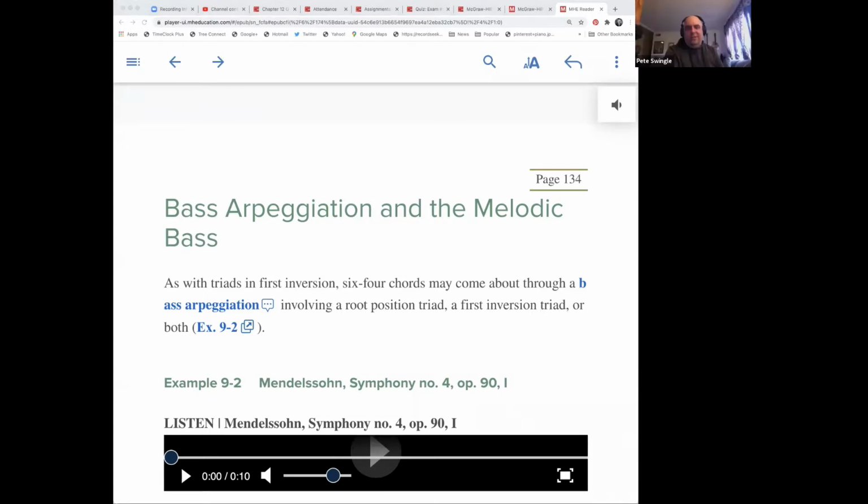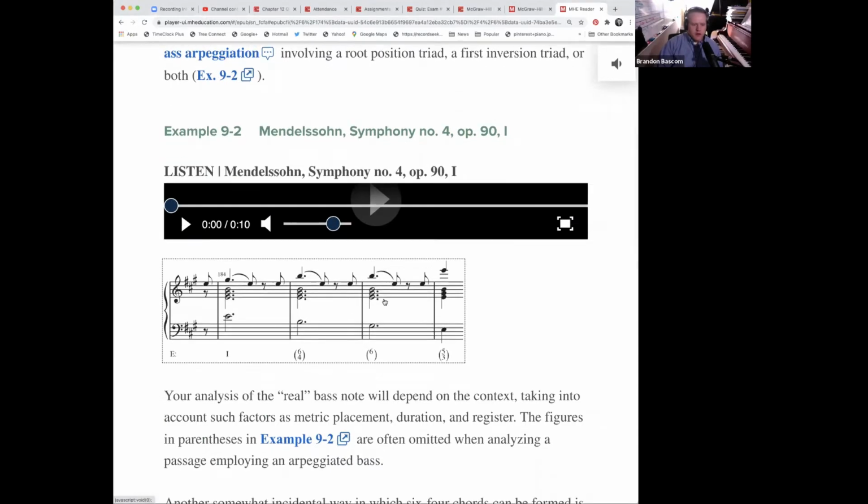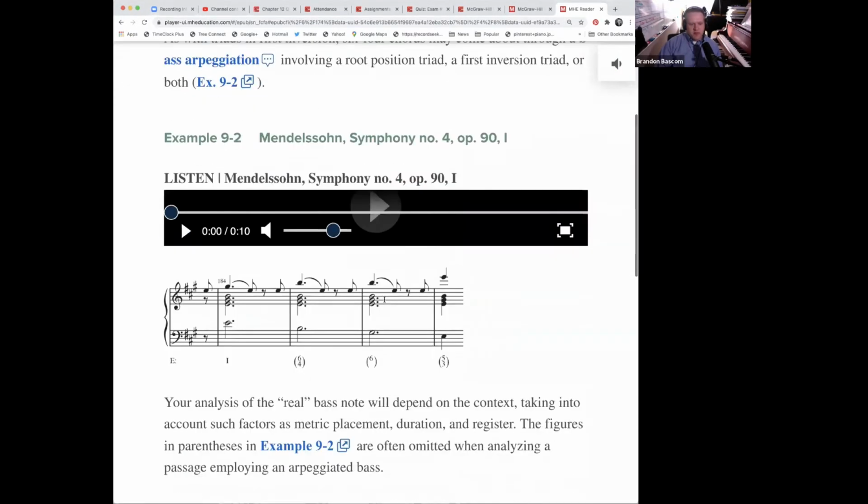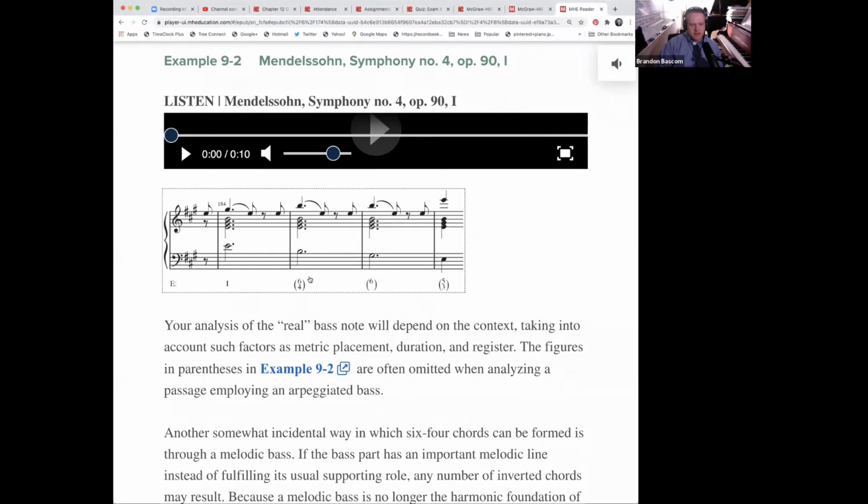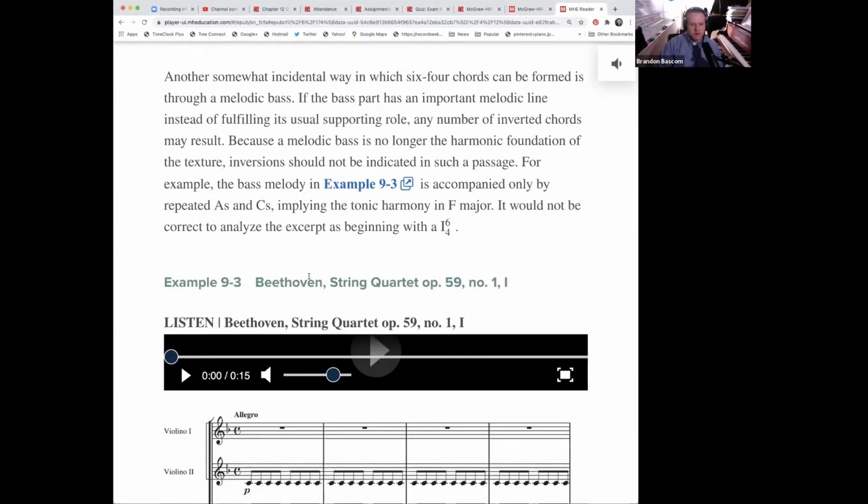It's used for bass variation. Okay, good. What else? It's not used for endings because it's not very stable. Good. Take out dissonances. Okay, good. So we have bass arpeggiation and the melodic bass. It makes things smoother, right?